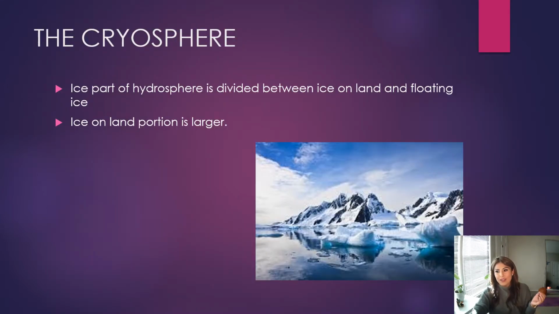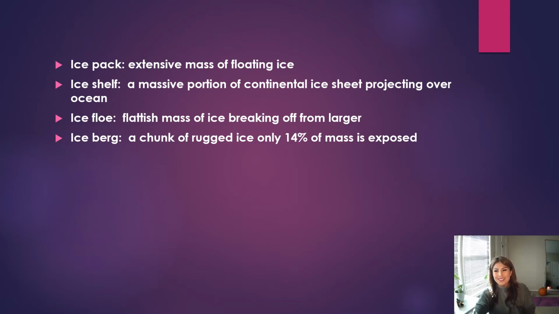The cryosphere. Yes, we're talking about the hydrosphere and water as a resource, but it's important for you guys to learn a little bit about the cryosphere. This is the ice part of the hydrosphere. It's divided between ice on land and floating ice, and the ice on land is a larger portion. There are a couple of different formations, and I'll have pictures on the next slide, but you can write this down for now: ice pack, ice shelf, ice flow, iceberg. You can pause it and write this down. But let me show you what these are.